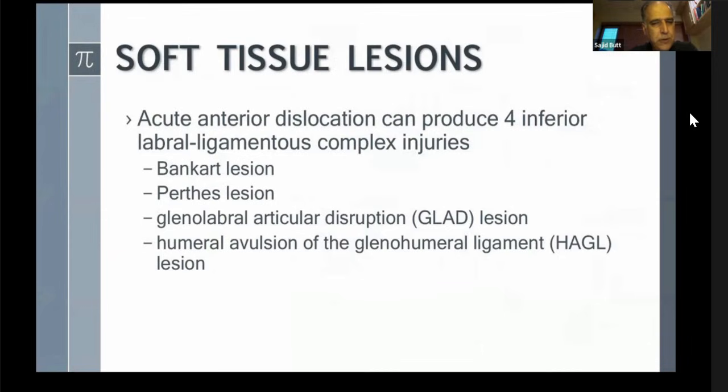And then you've got the humeral avulsion of the inferior glenohumeral ligament, which is the HAGL lesion. So I'll show you examples of all of those. Don't worry about the complexity of the names. They're actually quite straightforward.